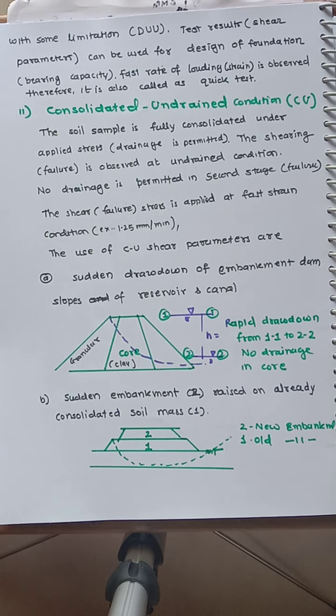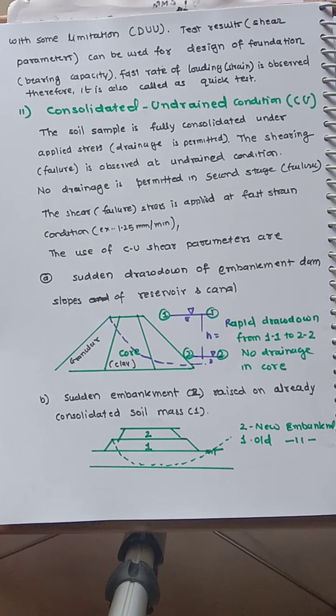Now, the second condition is the consolidated undrained condition. It is one of the most important conditions also. The soil sample is fully consolidated under the applied stress, and as the soil is consolidated, it means drainage is permitted. Then in the second part, the shearing failure is observed in an undrained condition. It means in the first part the sample is allowed to consolidate. In the second part, the rate of strain is so fast that no time is allowed for the soil to drain out the water.